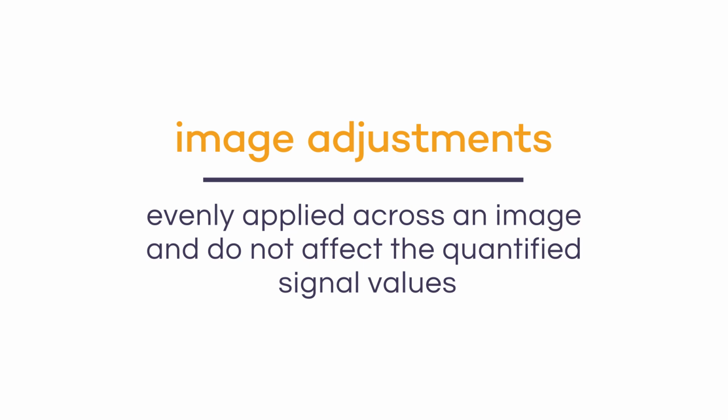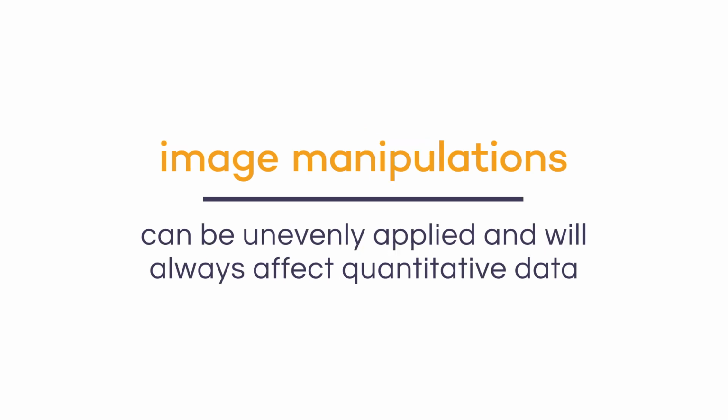The key thing to remember when adjusting your Western blot image is that you don't want to undo all of the hard work that you've done in preparing and imaging your blot so far. You want your images and the subsequent analysis to be reflective of that hard work, but more importantly, of your actual experimental outcomes. Some types of image manipulation can adversely affect your data, and that is something we definitely want to steer clear of. In general, image adjustments, which are typically evenly applied across the image and don't affect the quantitative signal values, are okay. Whereas image manipulations, which can sometimes be unevenly applied and will always affect your quantitative data, should be avoided.